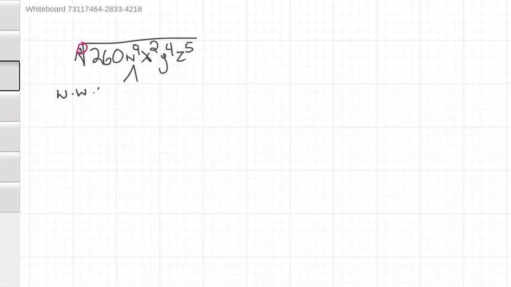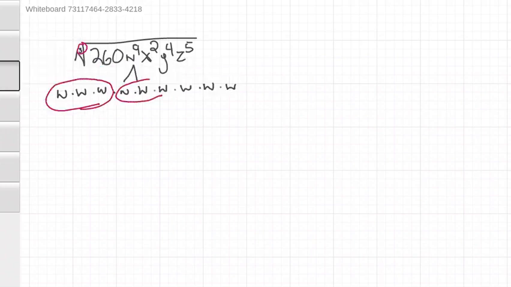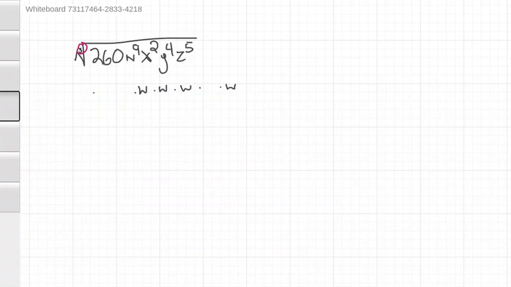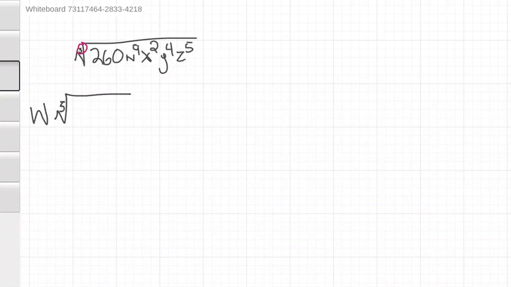w to the 9th power is just w times itself 9 times. And then we find our trios. We have one trio, a second trio, and a third trio. So w times w times w would come out. And since there's no other w, no w would stay inside. So now we have w cubed.